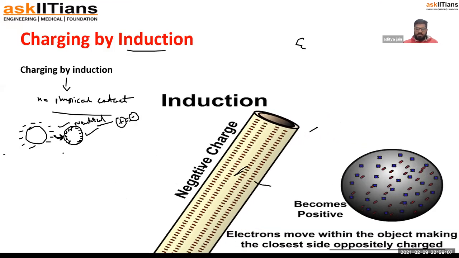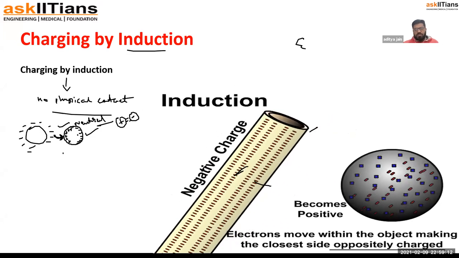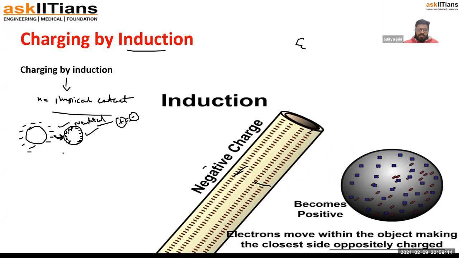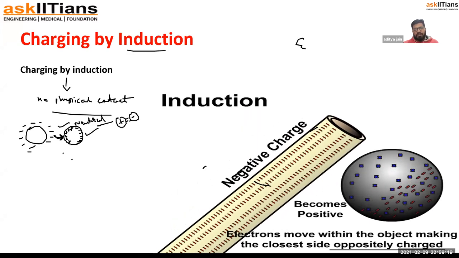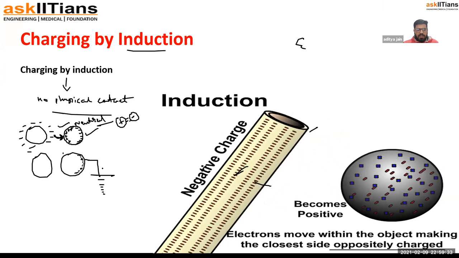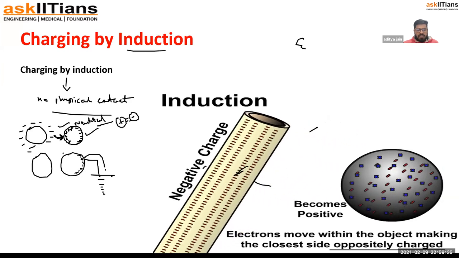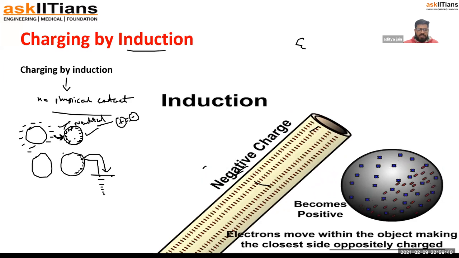Now coming back to induction. What is induction? We have already seen that when you bring a negatively charged body close to this neutral body, the positive charge will get attracted towards the negatively charged body and the negative charge will get repelled. So what we do is then earth this body. Whenever you earth this body, the negatively charged electrons, or the negative charge which was present on this surface, will get neutralized by the earth. Yes or no? Earth will take these excess electrons. So what will happen? Only positive charges will remain on the body.